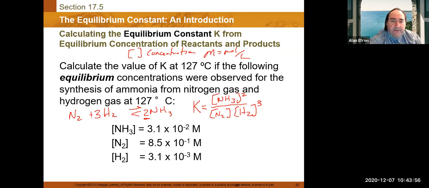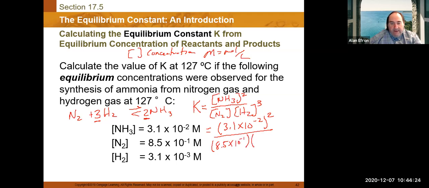Any questions on that so far? All right. And again, the 3 coming from here. At this point, if these are the equilibrium values, we can literally just put them into our expression. So our NH3 at equilibrium, 3.1 times 10 to the minus 2, again we want to square it, divided by our N2, which is 8.5 times 10 to the minus 1, and our H2, which is 3.1 times 10 to the minus 3. And here we want to cube that.